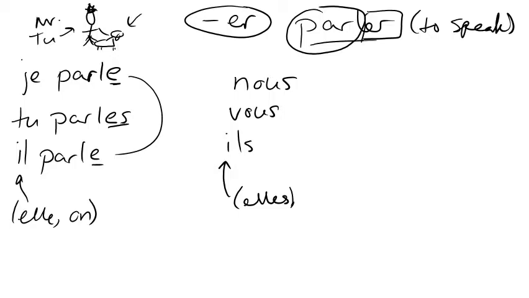All right, now the next thing we're going to do is go over to our plurals. We've done our singular over here, so let's go to plural. With nous, we're going to write parl again, and this time we're going to add a different ending: O-N-S. So nous parlons, O-N-S. With vous, P-A-R-L, and then we're going to add E-Z. Easy. So nous parlons, vous parlez.